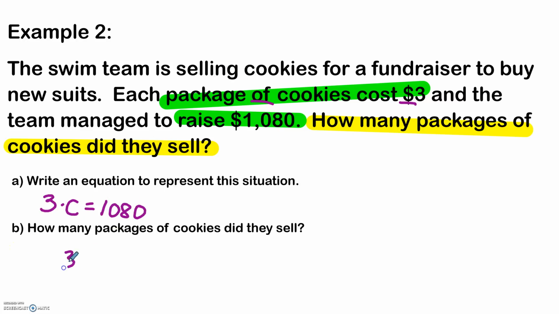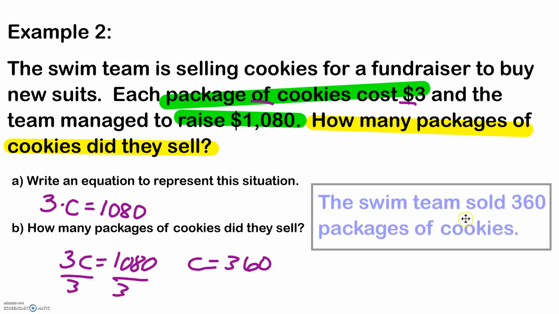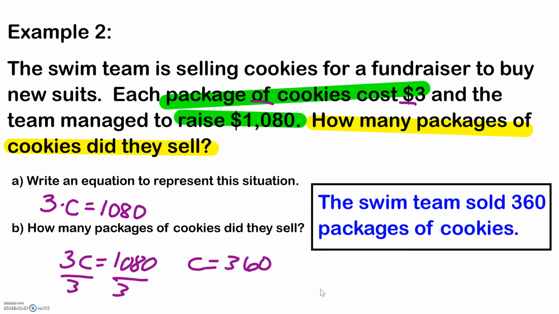So solving this one, 3C equals 1,080. Divide both sides by 3, and we get C equals 360. But of course, we want to put our answer in a complete sentence in context of the problem. Try your best and check your work. Hopefully you saw that the swim team sold 360 packages of cookies could be a good answer to this problem. Keep in mind there might be some differences in how you wrote your answer, as long as you're giving me the explanation involving 360 packages of cookies and the fact that the swim team sold them.